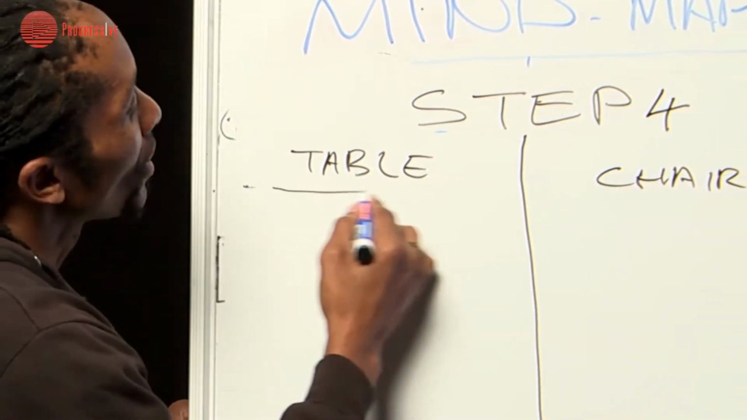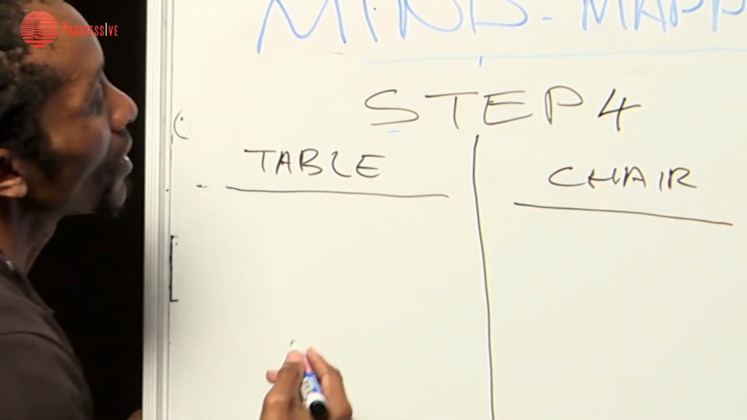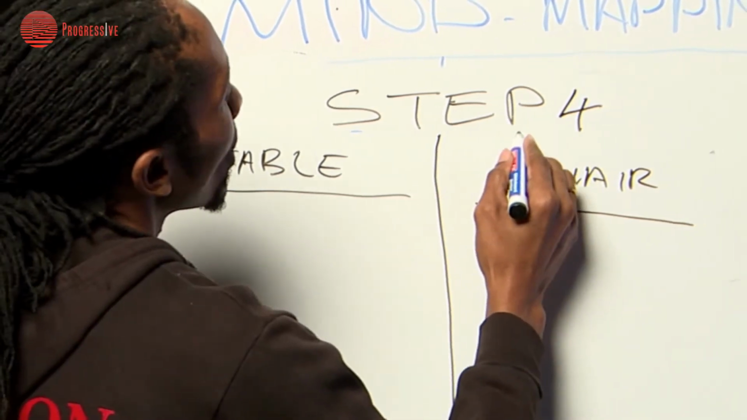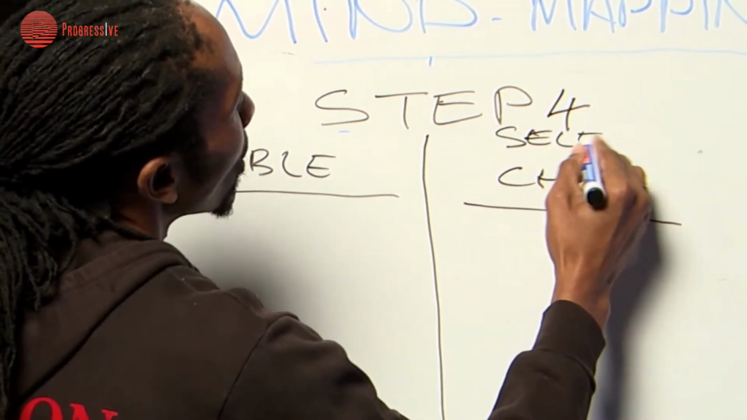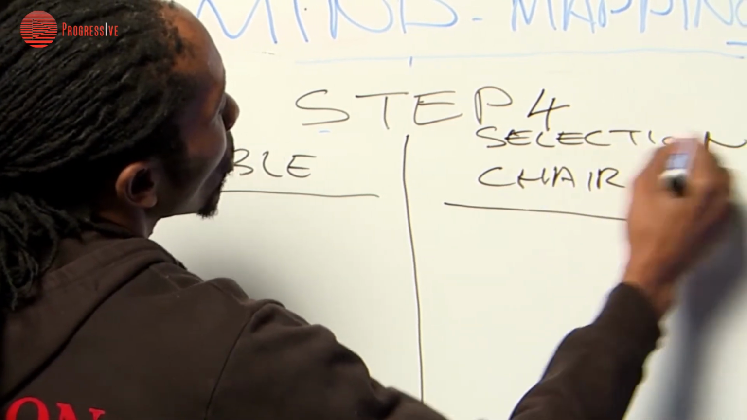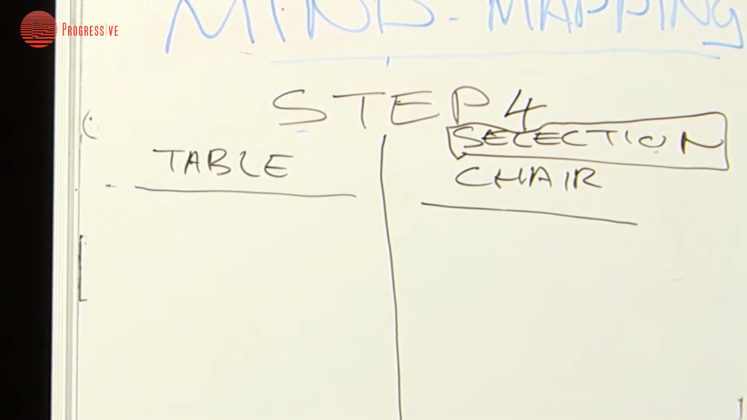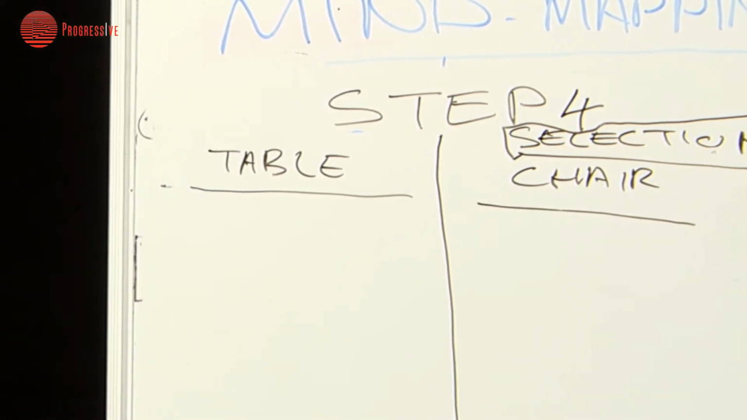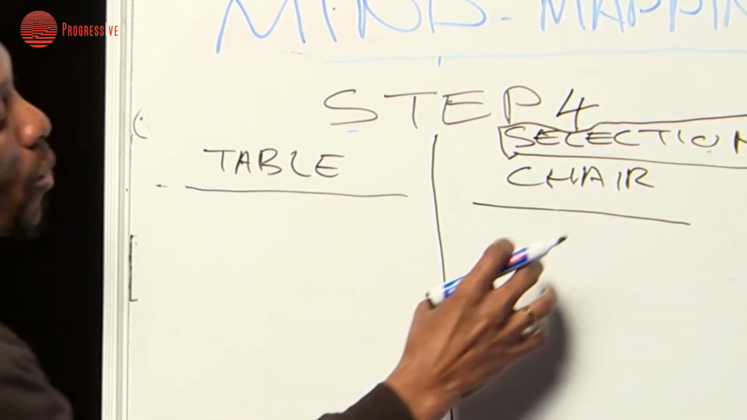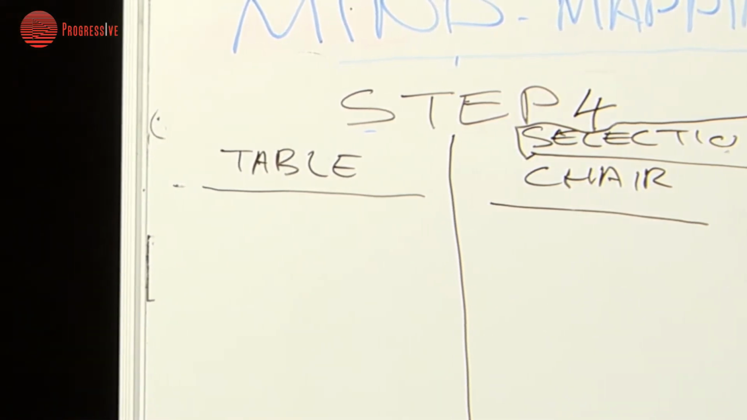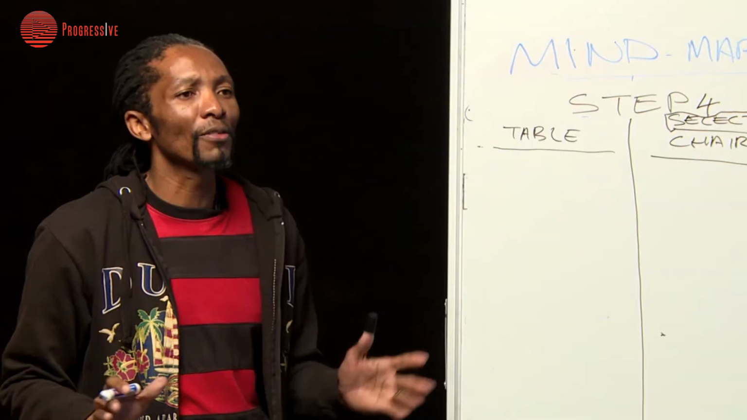So on these topics, after I've selected this, because stage number 4 is about what? Selection. Sorry, I didn't put the word selection there. Selection. Okay? So that you already know what stage we are on. Stage number 4, which is selection. So on the tables, this is where I want you to start drawing all the chairs you know about the office or whatever the furniture.